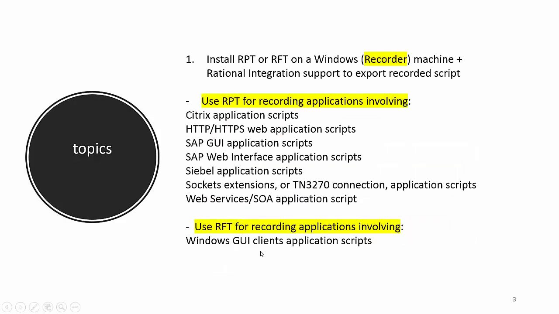Okay, so the first part is you need to install RPT or RFT on a Windows environment. This will be your recorder machine, plus a Rational Integration Support feature. And by doing that, you will be able to record and export your script.